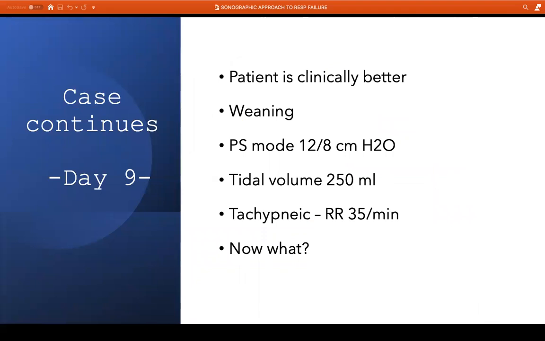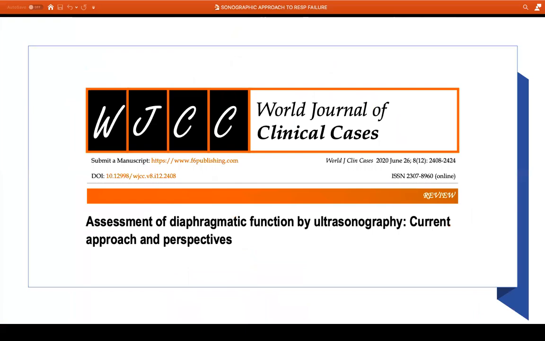Now our case continues. By day 9, the patient is clinically better. We try to wean him off the ventilator. Pressure support mode was tried with 8 centimeters of water. She was generating only 250 ml of tidal volume, becoming tachypneic with a respiratory rate of 35. Now what? Can ultrasound be used for evaluation of the cause of weaning failure?